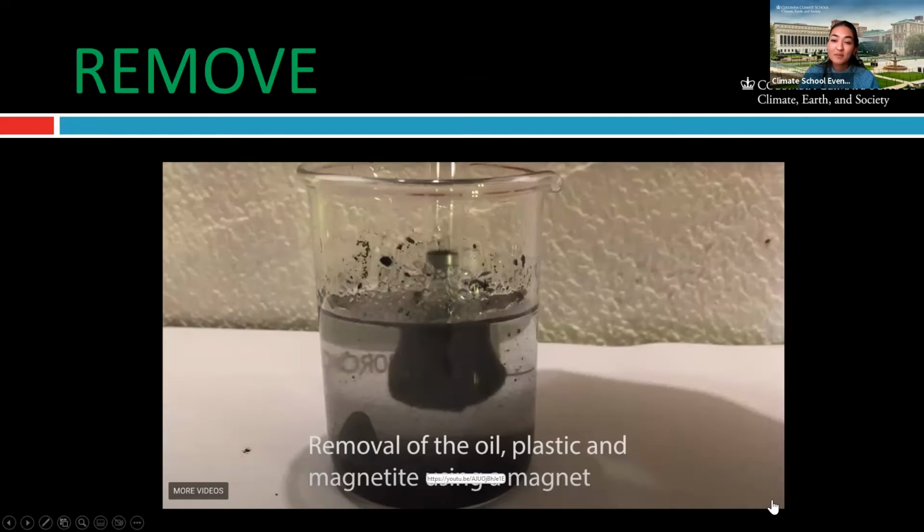So again, this wouldn't be able to be used in the natural environment, but who's to say this couldn't be used in, let's say, a wastewater treatment plant? So with some of these technologies, step one is finding the technology, creating it, and then step two is thinking about how it can be implemented.